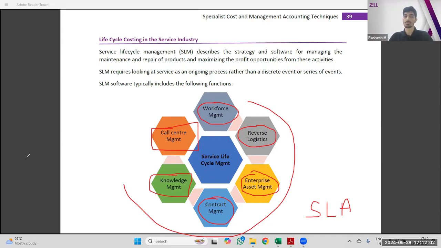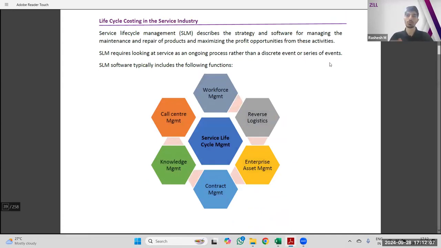Fair enough, guys. Any questions? Able to clearly tell apart between all the terms?